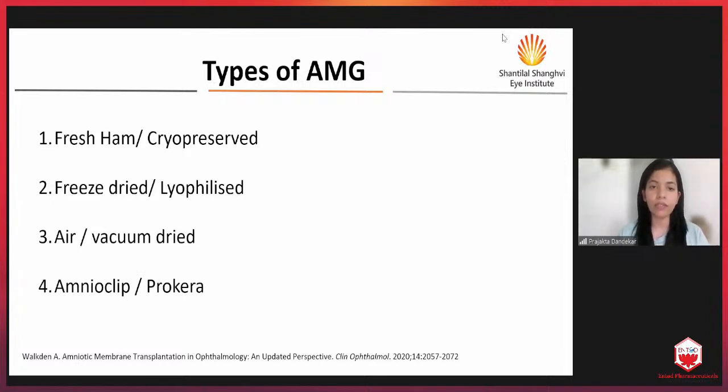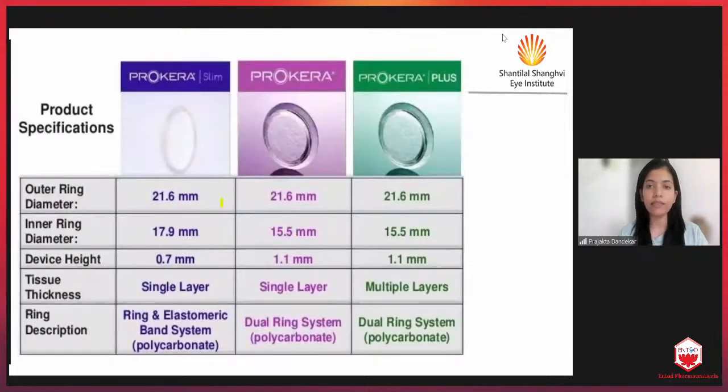The fresh ones are the cryopreserved membranes, which we often use. These are freshly derived from the hospitals after a cesarean section, from ladies in whom viral markers are done at 1 month and 6 months. The lyophilized membranes are given radiation and then freeze dried. Then the other type is the vacuum dried, and the fourth one is the Procera, which has a contact lens along with the amniotic membrane.